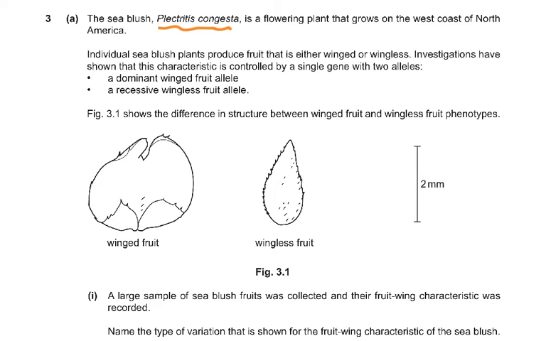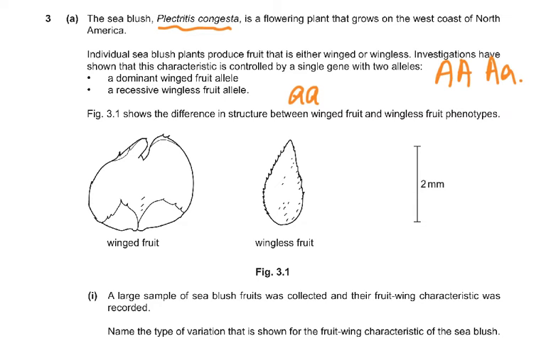The sea blush is a flowering plant that grows on the west coast of North America. Individual sea blush plants produce fruit that is either winged or wingless fruit. Investigations have shown that this characteristic is controlled by a single gene with 2 alleles: a dominant winged fruit allele and a recessive wingless fruit. So the dominant would be what? Can be AA or Aa. This would be the dominant trait. And the recessive would be, of course, all small a's.